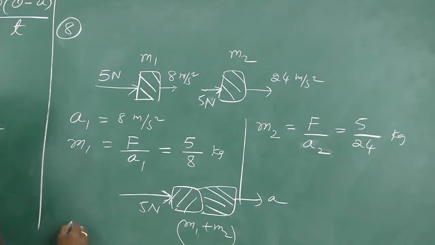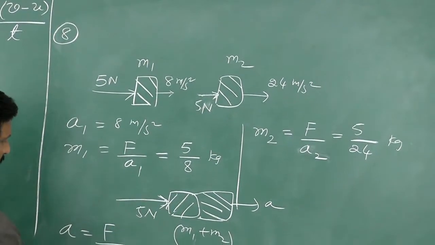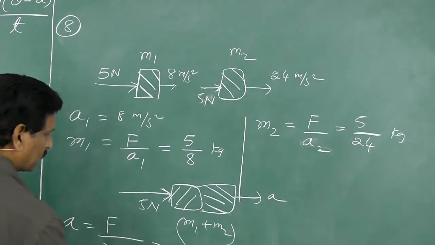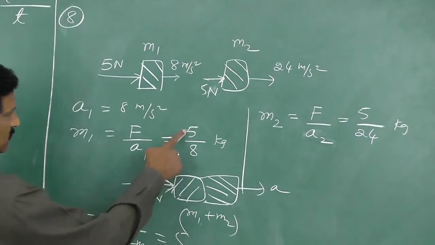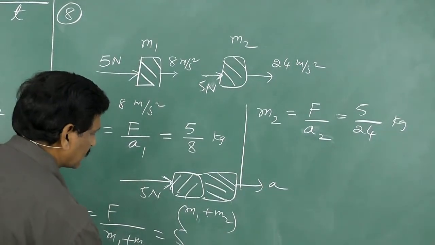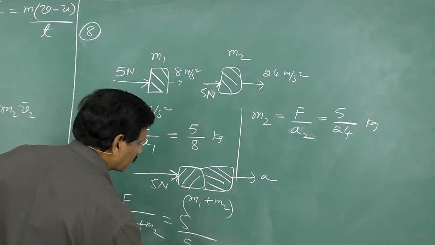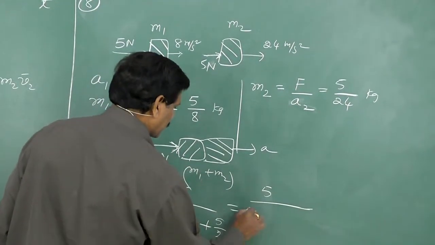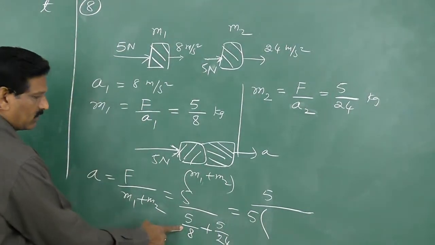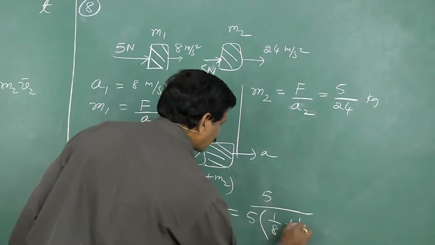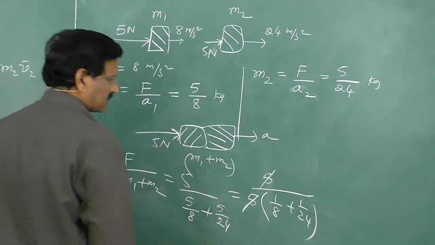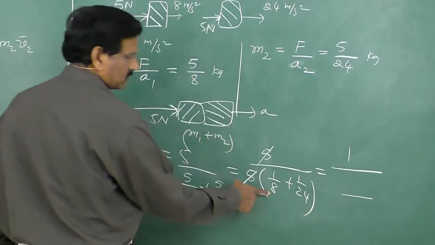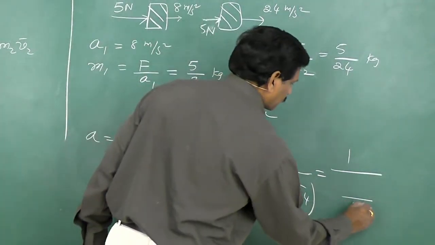So for this, acceleration A is equal to force by total mass m1 plus m2. Same force is applied, 5 by m1 plus m2. m1 is 5 by 8 plus m2 is 5 by 24. So this is equal to 5 by, here 5 is common in the denominator, 1 by 8 plus 1 by 24. 5 cancels. Then this is equal to 1 by, here in the denominator the LCM is 24.